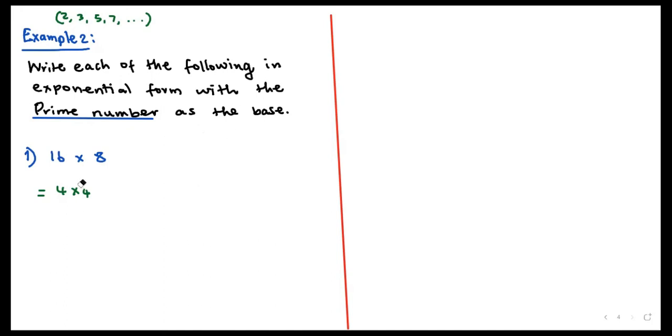I write 4 as 2 times 2, and another 4 is 2 times 2. Do you understand that? Yes. So 16 is 2 times 2 times 2 times 2. What about 8? 2 times 2 times 2. Very good. 2 times 2 times 2, 3 times. So all together, we have 2 to what power?